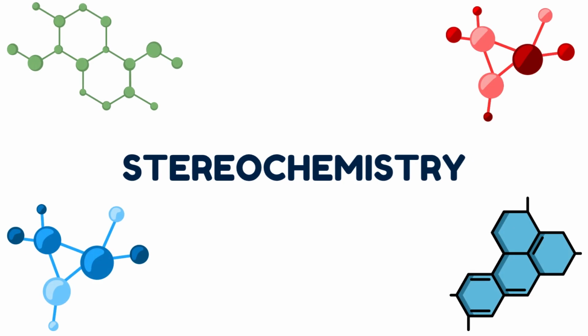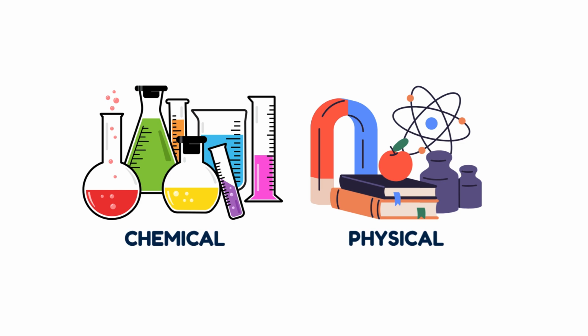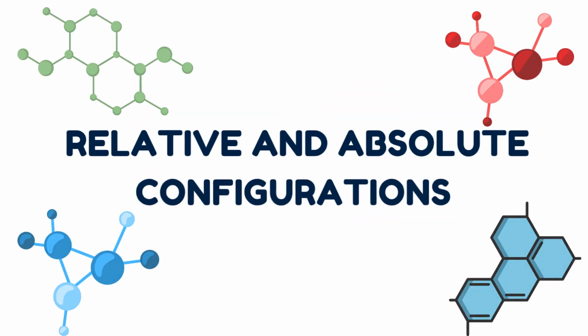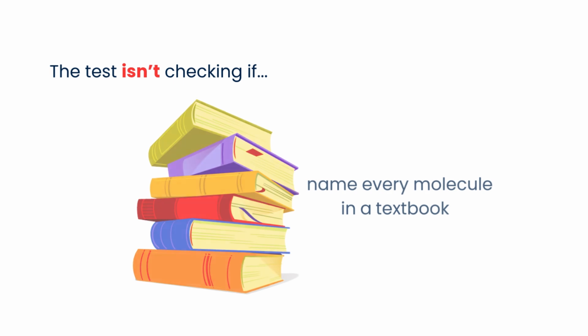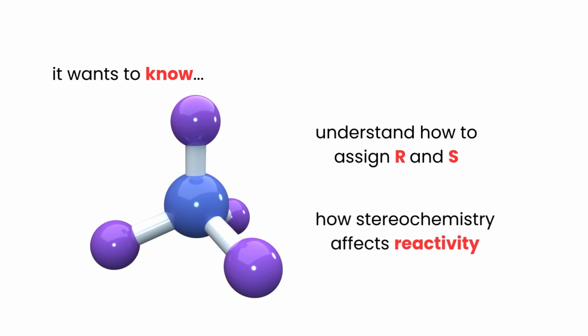Stereochemistry is a favorite testing ground on the MCAT, especially in the chemical and physical foundation section of the MCAT. Relative and absolute configuration show up in questions about chirality, enantiomers, and biochemical pathways. The test isn't checking if you can name every molecule in a textbook. It wants to know if you understand how to assign R and S and how stereochemistry affects reactivity. Let's break it down the way the MCAT actually tests it.